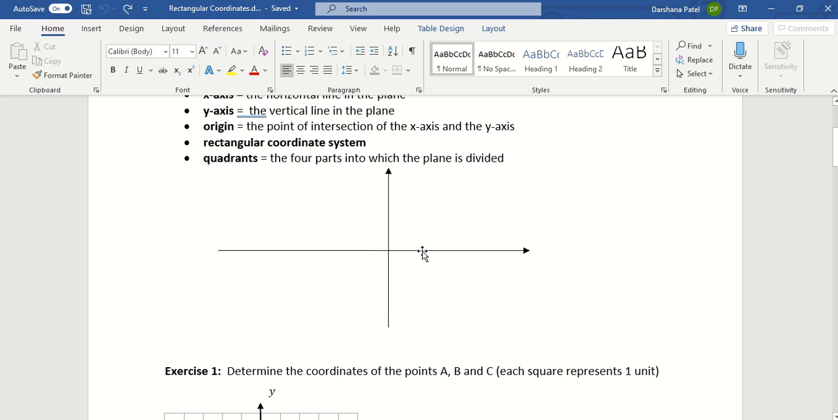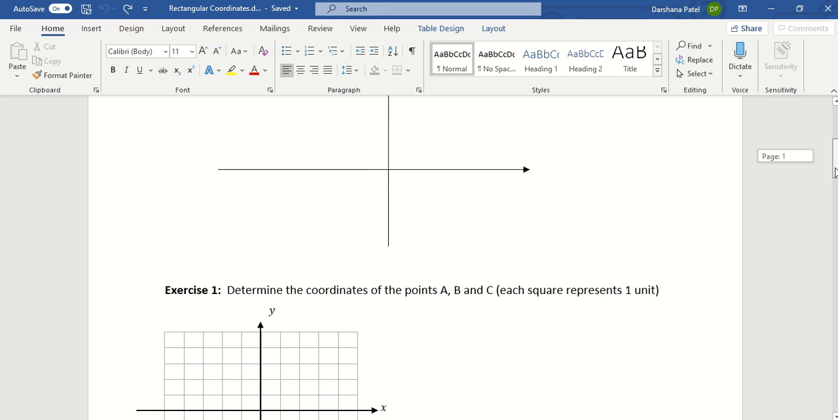These values on the x-axis are the positive x values, so it goes 1, 2, 3, 4, 5. These values right here going up will be positive y values 1, 2, 3, 4, 5. To the left are negative x values, negative 1, negative 2, negative 3, and so on. And down will be negative y values, negative 1, negative 2, negative 3, and so on.